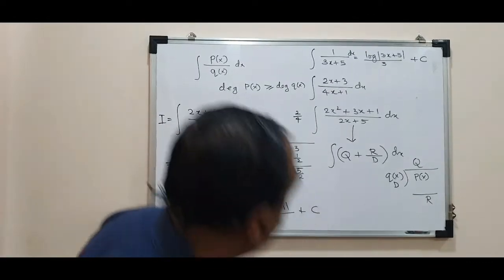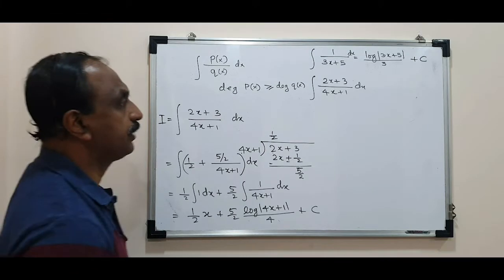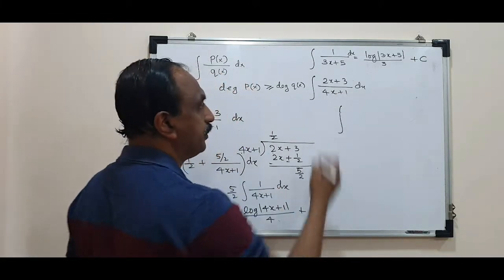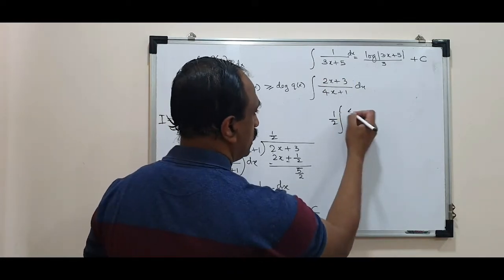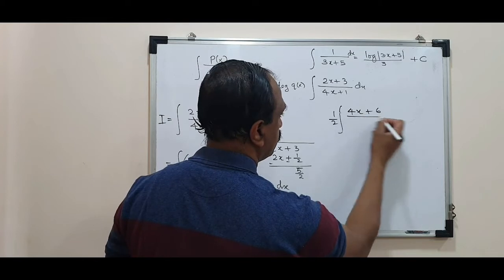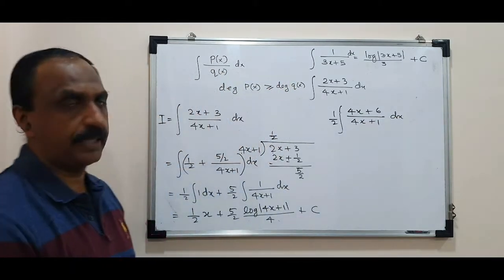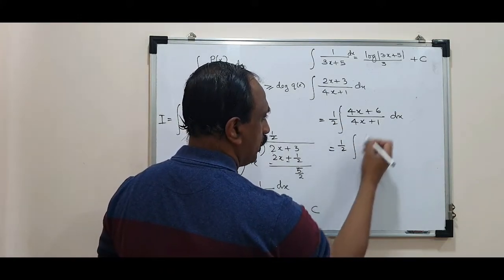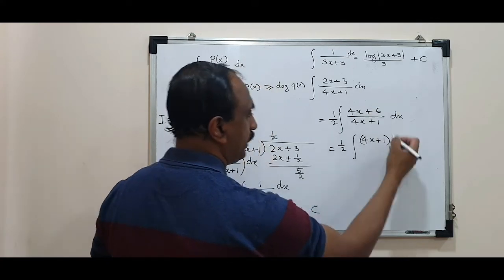I'll also teach you another method, the logical method. What is the logical method? The denominator is 4x plus 1. Make the numerator also 4x. If you multiply and divide by 2, this will become 4x plus 6. First step is to make the coefficients the same. After making the coefficients the same, bring the denominator term 4x plus 1 in the numerator.